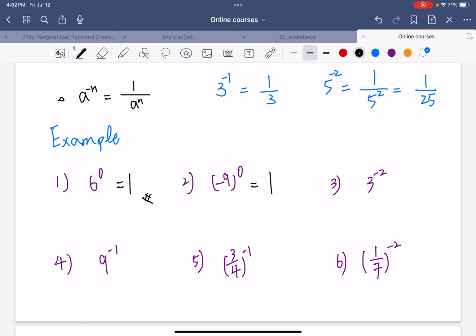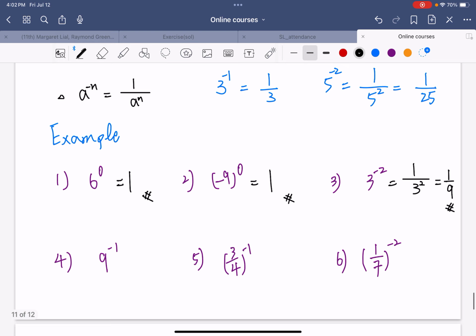That's the answer. And here we have 3 with -2. The base is 3, -2 is the exponent. So we have to move 3 to the bottom with its positive exponent, and then 1 in the numerator. But it doesn't end. We have to calculate 3 squared, which is 9, so 1/9. And that's the answer.